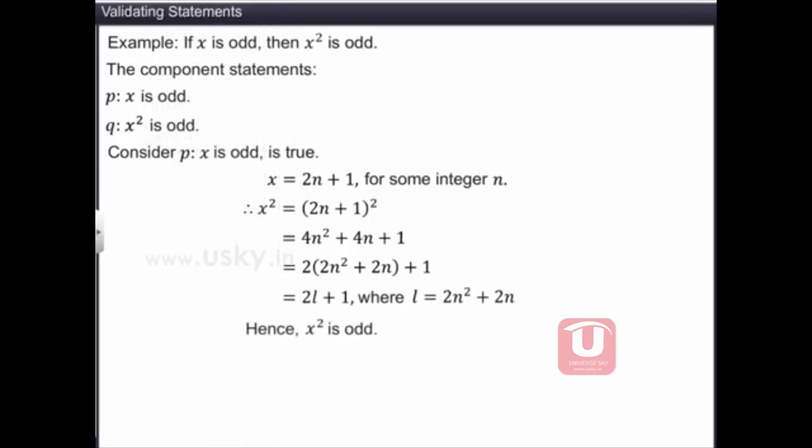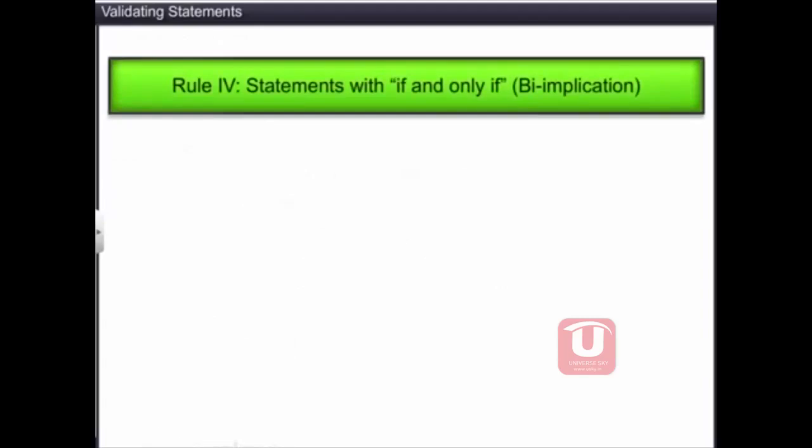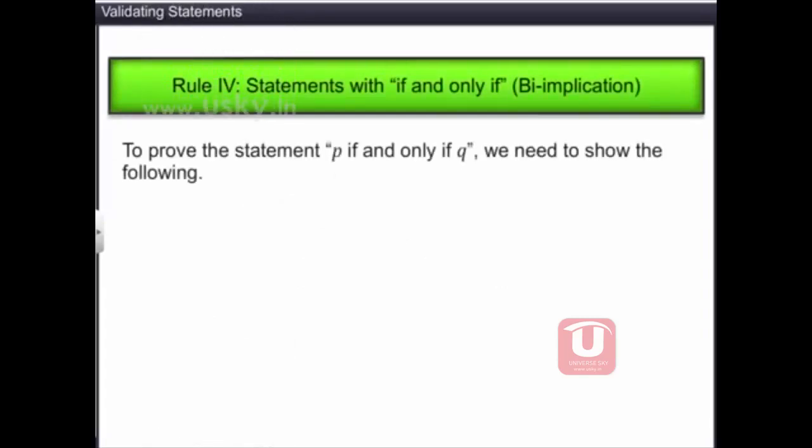Rule 4 is used to prove by implications. To prove the statement P if and only if Q, we need to show that if P is true, then Q is true. If Q is true, then P is true.